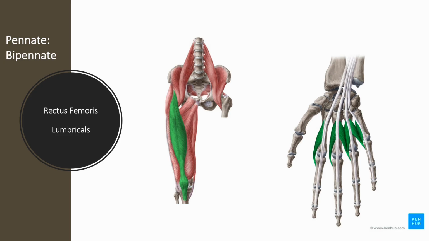So why this design? Bipinnate muscles are the ultimate power builders. By angling the fibers this way, the body can pack a massive amount of pulling power into a narrow space. These muscles don't stretch as far as our strap muscles, but they are very strong.